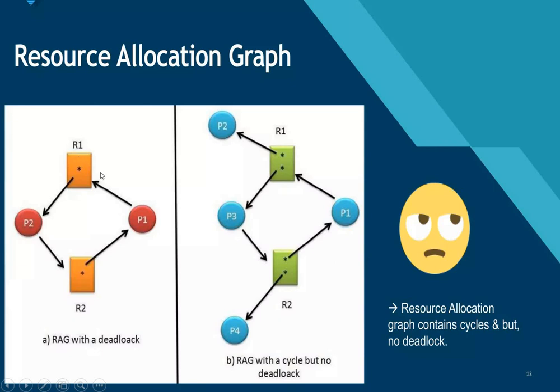This is the resource allocation graph. The first diagram is the resource allocation graph with deadlock. The second diagram is the resource allocation graph without deadlock. The first diagram forms a cycle, hence it may lead to deadlock. The second diagram seems to be a cycle, but different resources are allocated to different processes, which may not lead to deadlock. Even though it seems to be a cycle, this is not an example of actual deadlock. Hence, the resource allocation graph contains cycles, but there is no deadlock.